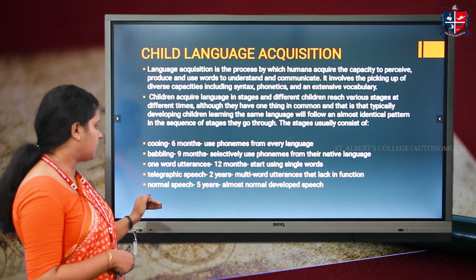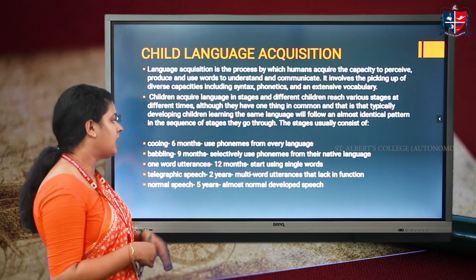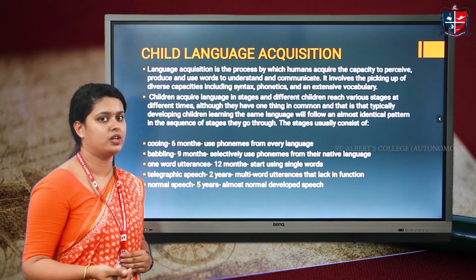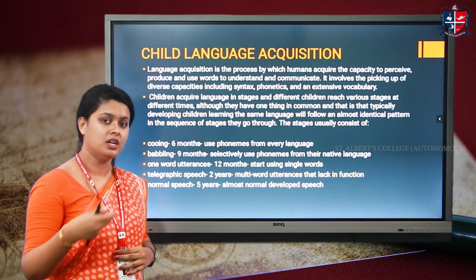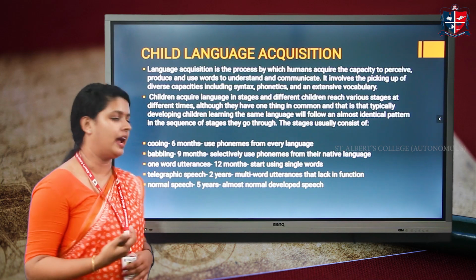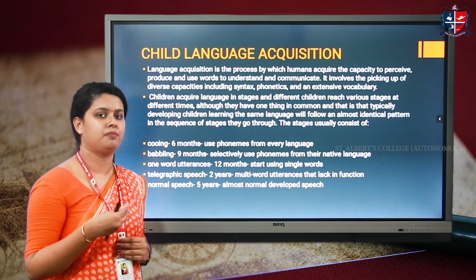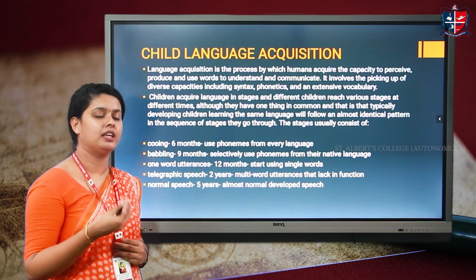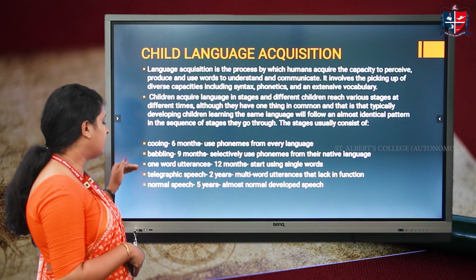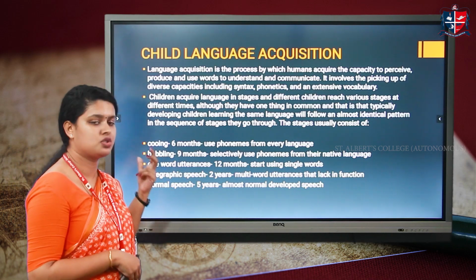And the third stage is the one word utterance period. This is till about 12 months. During this stage, the baby will start using single words. They'll pick out single words, and they'll call out the names of mom or dad. During this period of time, the baby will be saying the words for foods or toys or something like that. And the next stage is the telegraphic speech stage, which is till 2 years.